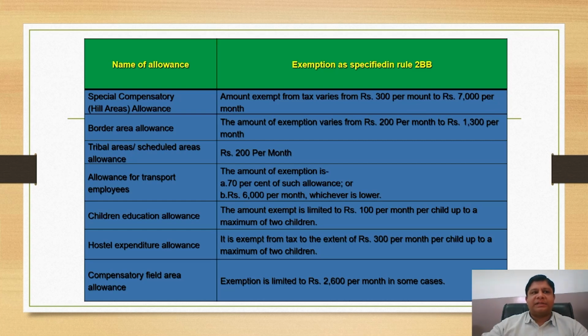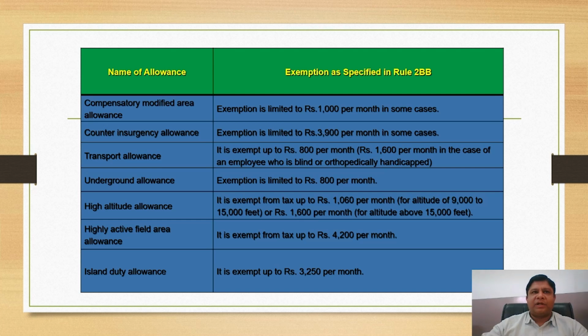Each allowance mentioned here has different exemptions, and using this exemption, the amount is calculated. So, whichever is the lower, the amount of allowance received or the amount specified in Rule 2BB, will be exempt from the calculation of salaries. Moving ahead, more allowances: compensatory modified area allowance, counter insurgency allowance, transport allowance, underground allowance, high altitude allowance, highly active field area allowance, island duty allowance.